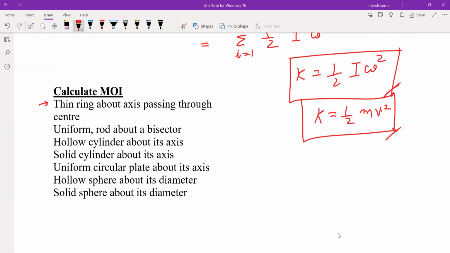Let me ask you, do you have in your syllabus the derivation of those things, like the ring is mr square, thin uniform hollow and solid circular plate, hollow sphere? Do you know how to derive them? We don't know the derivation, sir, but we know the formulas. Okay, it's not in your syllabus. Then I will show you two or three; the remaining are similar.